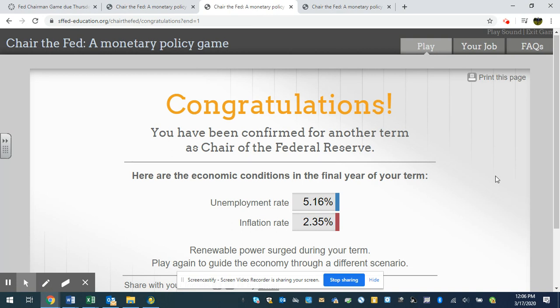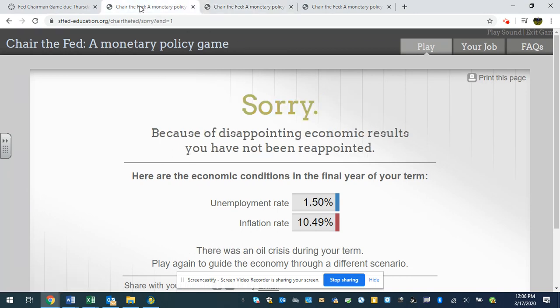Now, if you do this, all you need to do is either, if you're doing it on your phone, take a screenshot and upload it into the assignment that I've created, or you can take a picture of this screen and upload that into the assignment. You can do it that way. If you don't do a good job and your numbers are way off track, you're going to get this screen that says sorry, okay? And you're going to have to play again. Bottom line is you just need to win one time, okay?